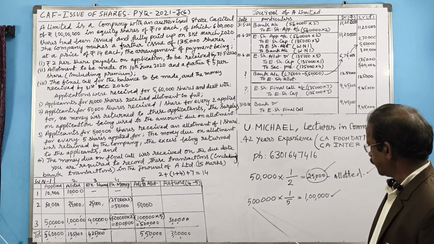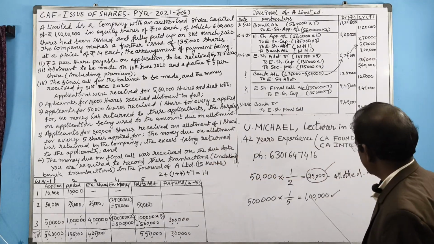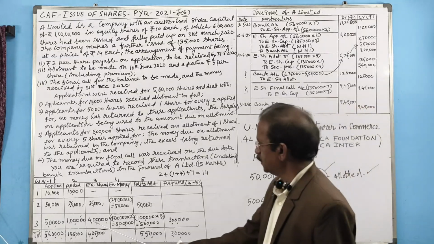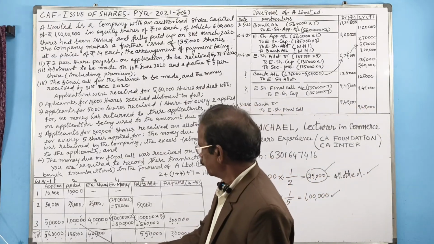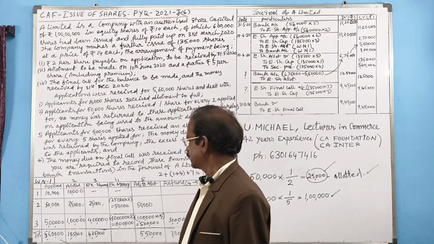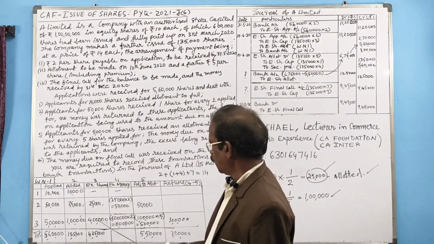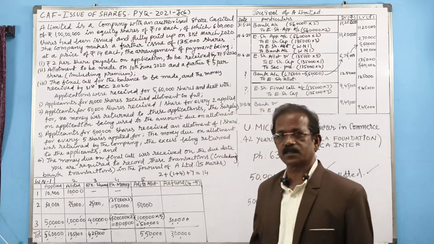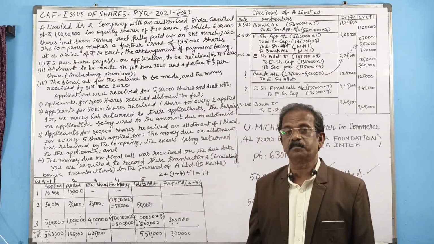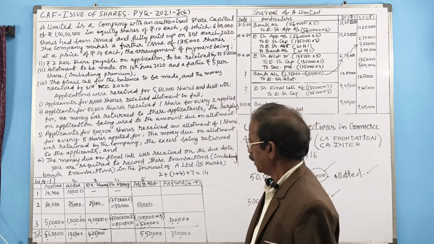So they applied for 5 lakhs, that you have to put here, and they were allotted 1 lakh, that you have to put here. Now, if you subtract this 1 lakh from 5 lakhs, you will get 4 lakhs. That 4 lakhs is called the excess number of shares applied by them, that you have to put here.